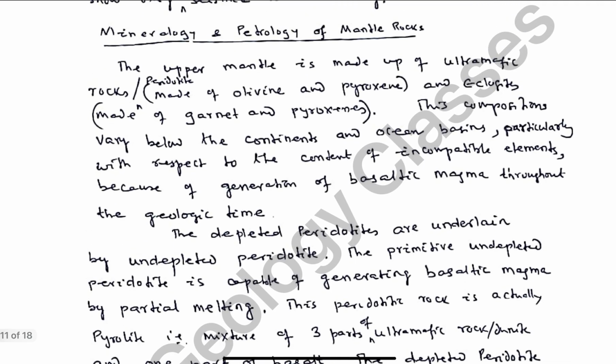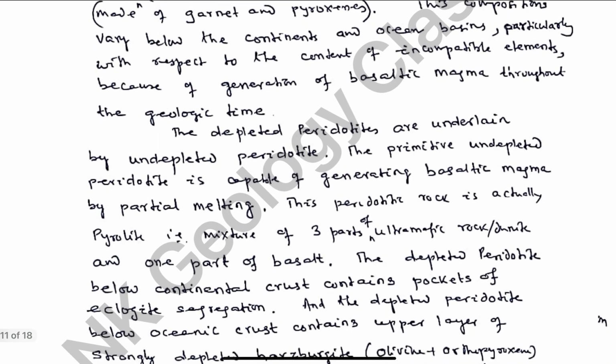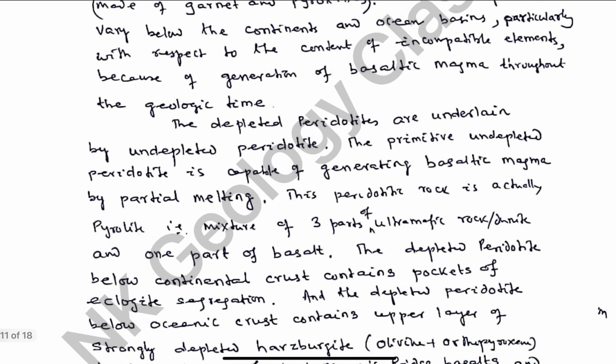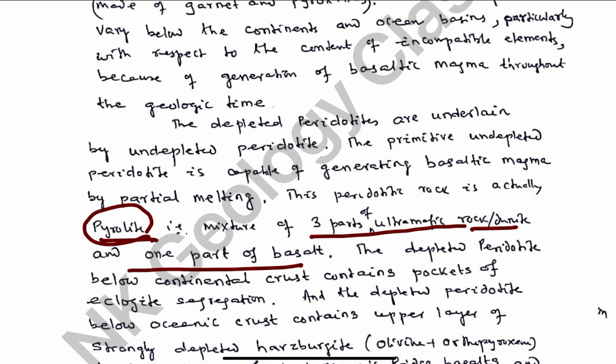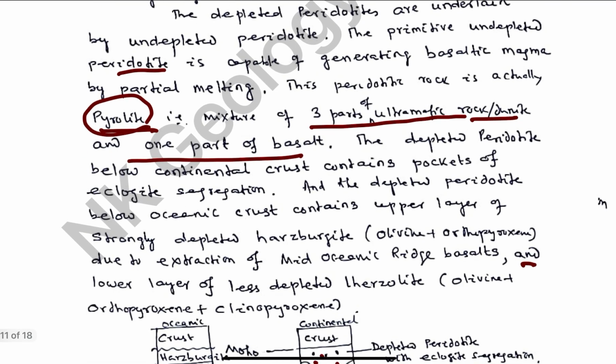And if we study the rock types of the mantle, it is said to be pyrolite. It is a combination of 3 parts of ultramafic rocks of dunite and 1 part of basalt. The mixture is called pyrolite, or it is generally called peridotite. And this peridotitic rock, or pyrolite, is the main composition of the mantle.